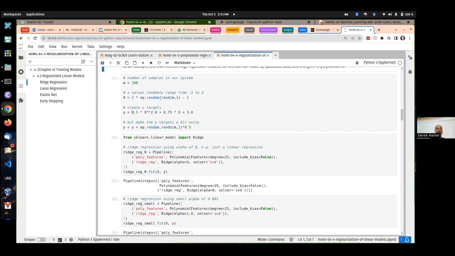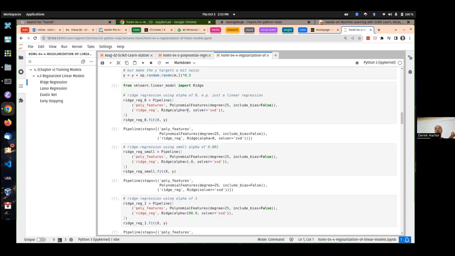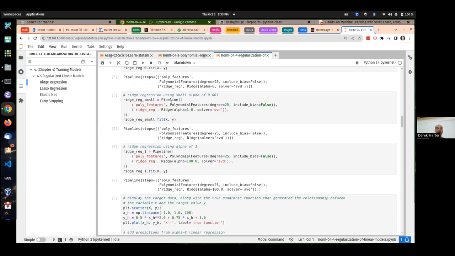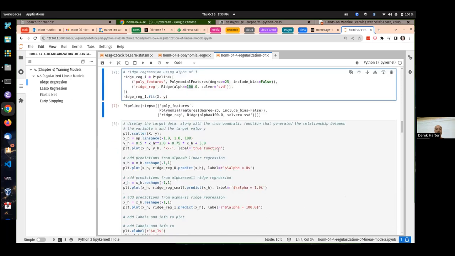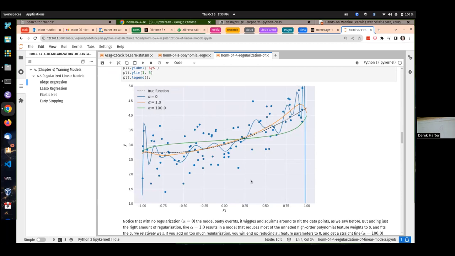So in this example, our first one here, since alpha is zero, is just regular linear regression with no regularization. But then we do the same thing with an alpha of one, a medium alpha, and an alpha of 100. So three examples. The result is something like this. Remember, this is a degree 25 polynomial.